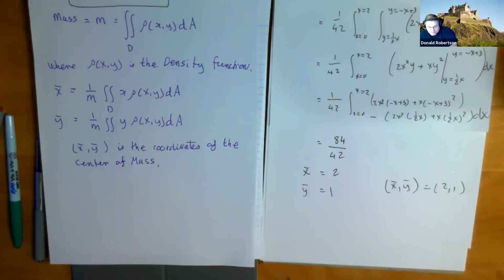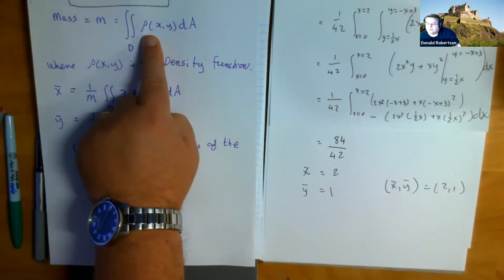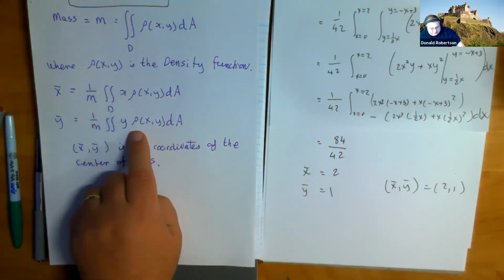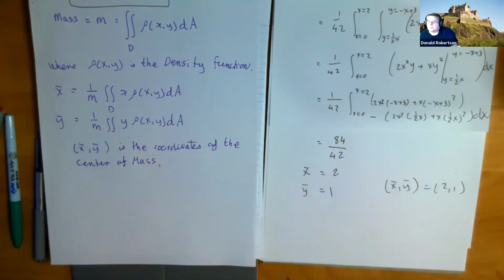So all we need to do to solve this is basically follow instructions. Find this guy, usual way. Find this guy, and then this guy, and that guy, comma, that guy is the centre of mass that you're looking for.